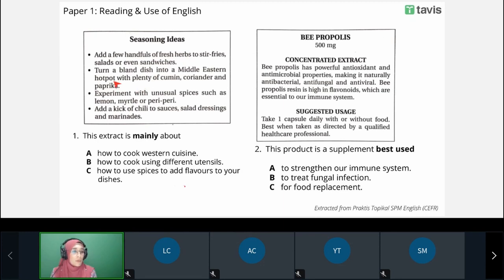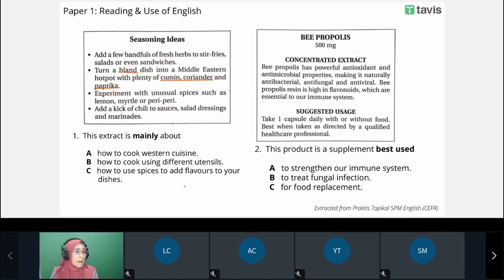And let's say you have a bland dish. Now you can see this word here, bland. This is bland, not blend. A bland dish is tasteless, no taste at all. So if you have a no-taste dish, you can add to it a Middle Eastern hot pot with plenty of cumin, coriander, and paprika. These are three types of spices. And you can also experiment with unusual spices such as lemon myrtle or peri-peri. This is Nando's, peri-peri chicken at Nando's.